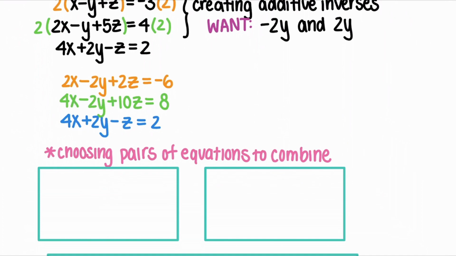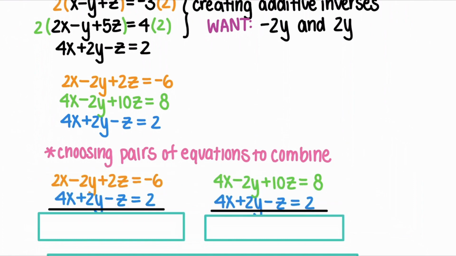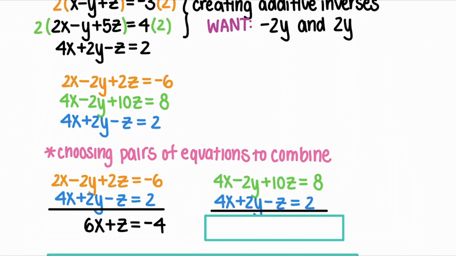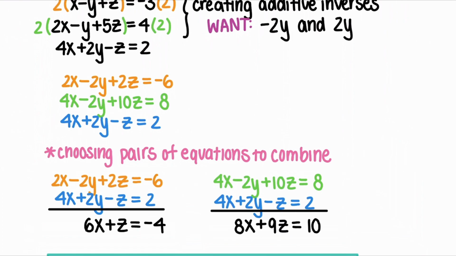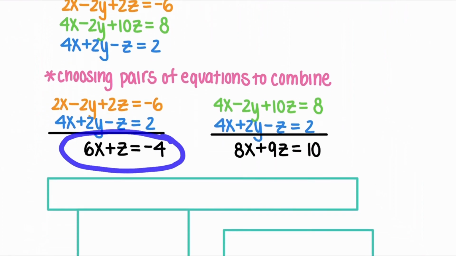So once again, we're eliminating y. So we see a positive 2y, so therefore we can combine the first and the last equation, as well as the second and the last equation, because this is what is going to allow us to eliminate our y's as such, since these are additive inverses. So from here, let's combine like terms, or in other words, add our two equations down vertically as such, and therefore that gives us 6x plus z is equal to -4, and then for the other one, we're going to have 8x plus 9z is equal to 10.